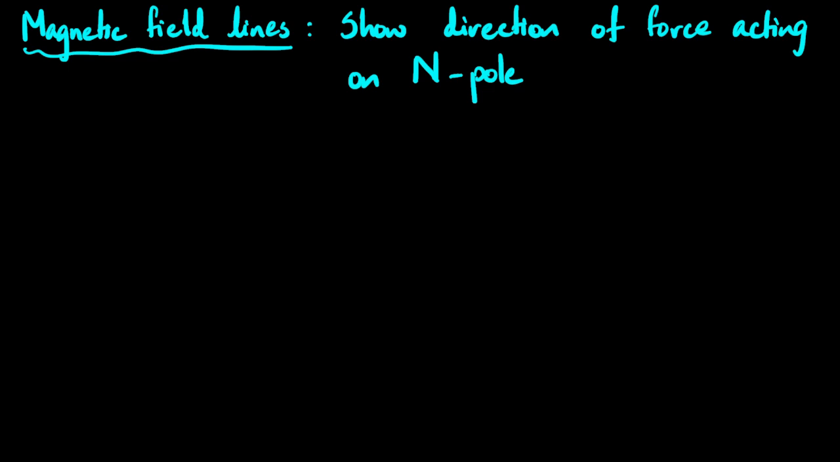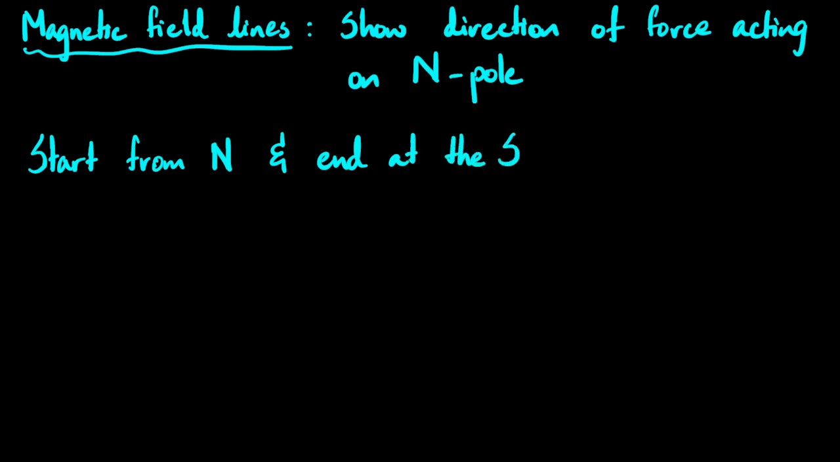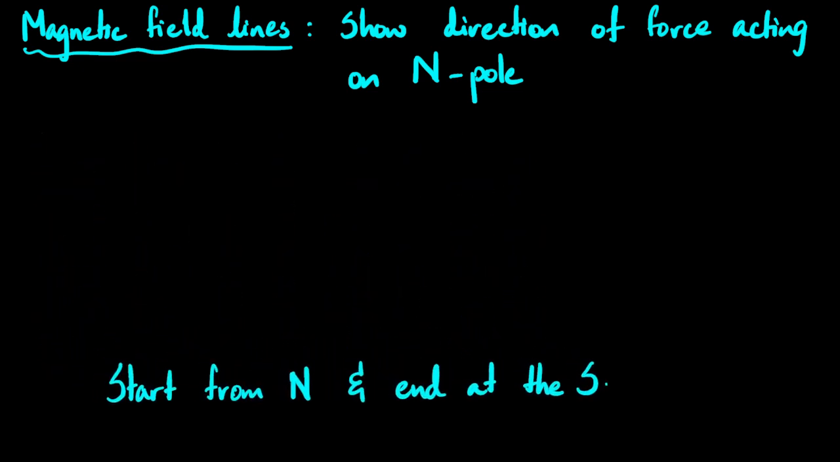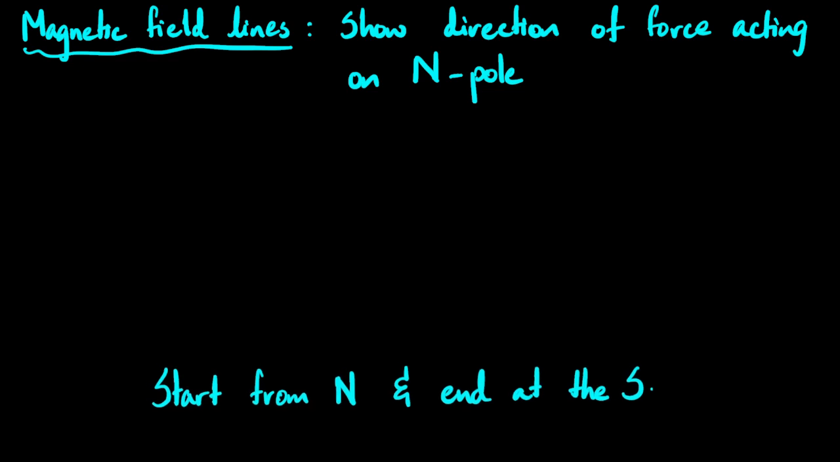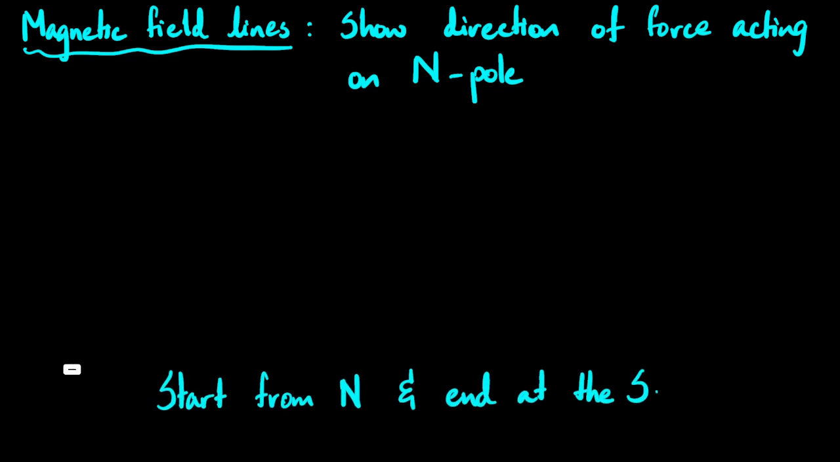So the rule for drawing magnetic field lines is that these field lines will start from the north pole and these will end at the south pole. So let me shift this here so we have all the rules for drawing the magnetic fields in one place. These are sort of check boxes that you must tick off whenever drawing magnetic field lines.